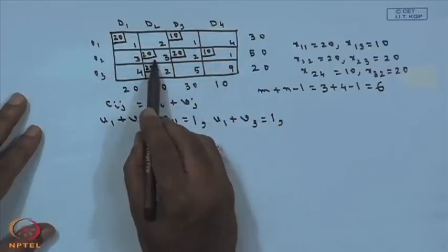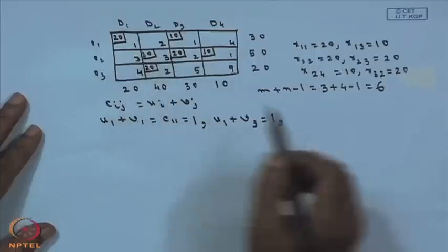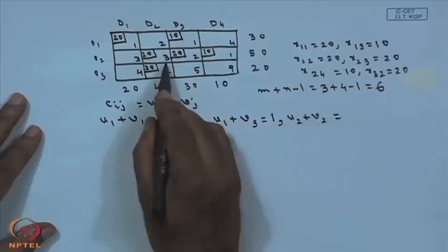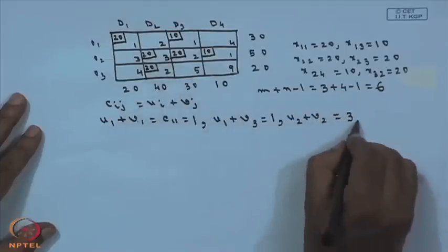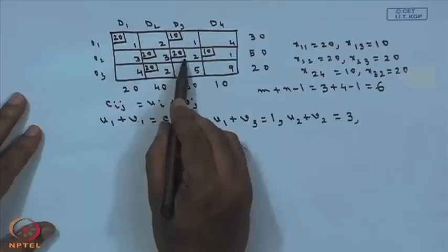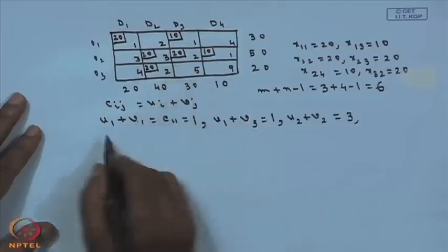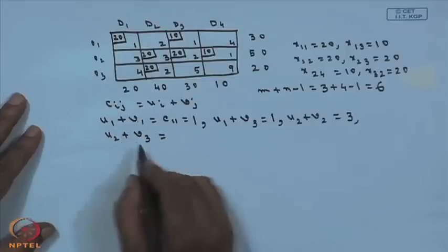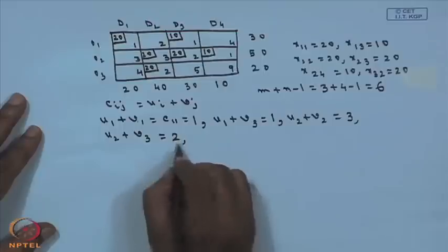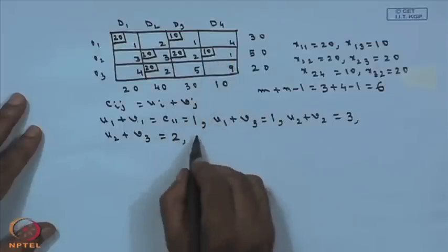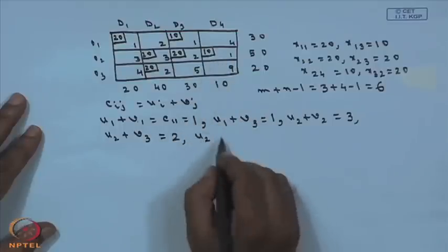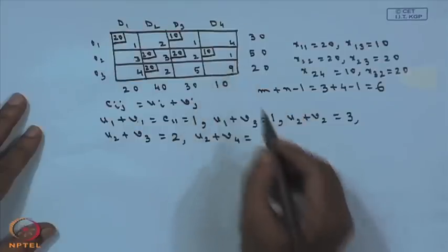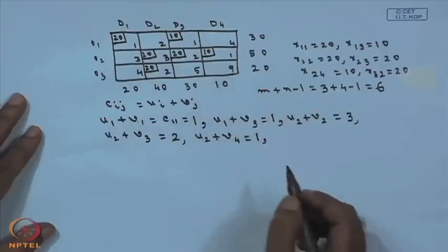The next occupied cell is 2 2. So, therefore, U2 plus V2 equals the cost C22, which is 3. Next occupied cell is 2 3. So, U2 plus V3 equals 2. The next occupied cell is 2 4. So, similarly, you will get U2 plus V4 equals the cost, which is 1.